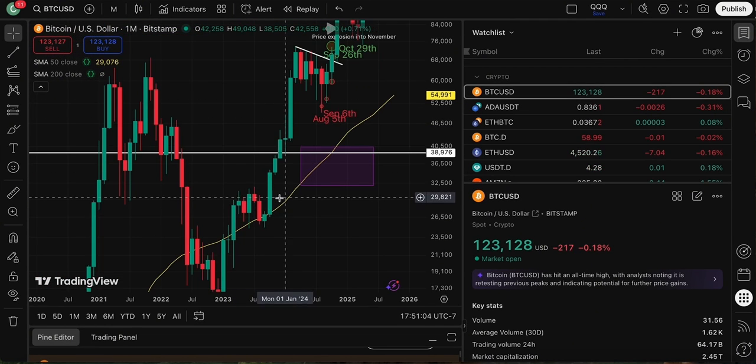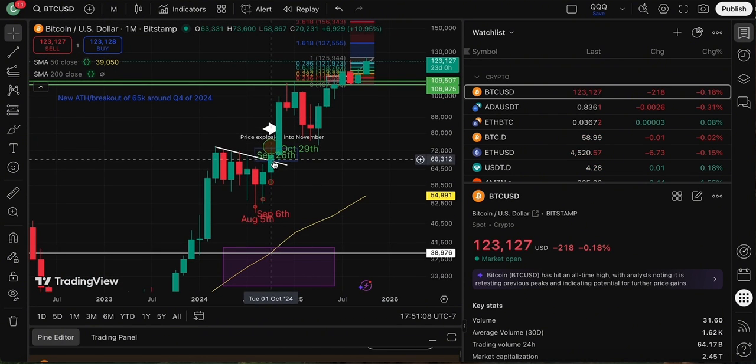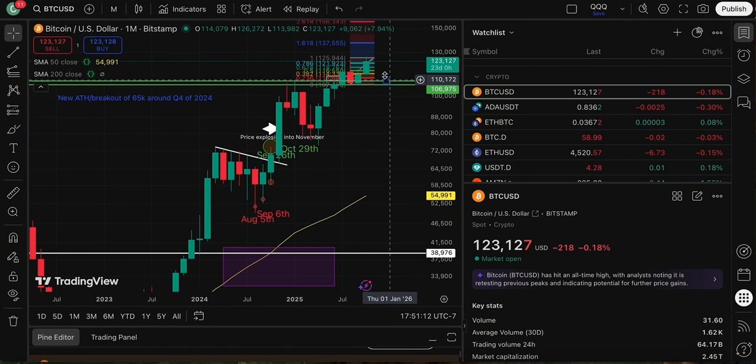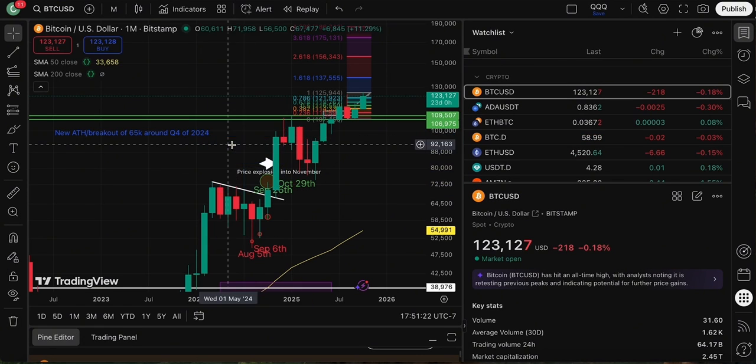You zoom out, 2023, price explosion. October 2024 was a little bit less of a price explosion, but we're in the post-halving year. So let's just take November as more of the example. So November, price explosion. Again, around 38%.